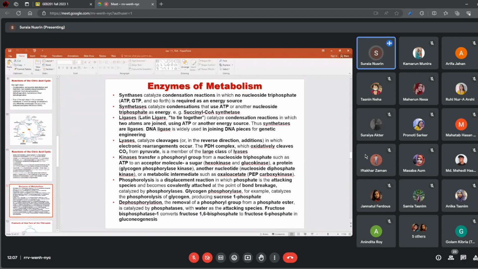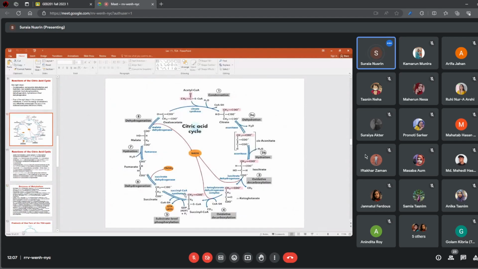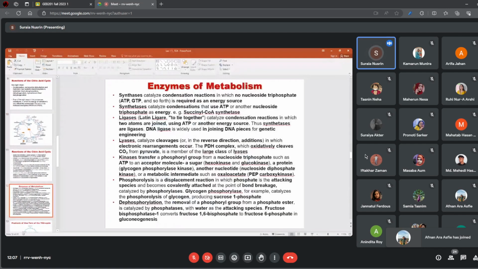Another one, synthetase. Synthetase is also in the cycle. If you go back and check it here, succinyl CoA synthetase. Okay, so this is another enzyme. These synthetases also do condensation reaction, but they need ATP. That means they need energy in the form of nucleoside triphosphate. And the particular example here is the succinyl CoA synthetase.